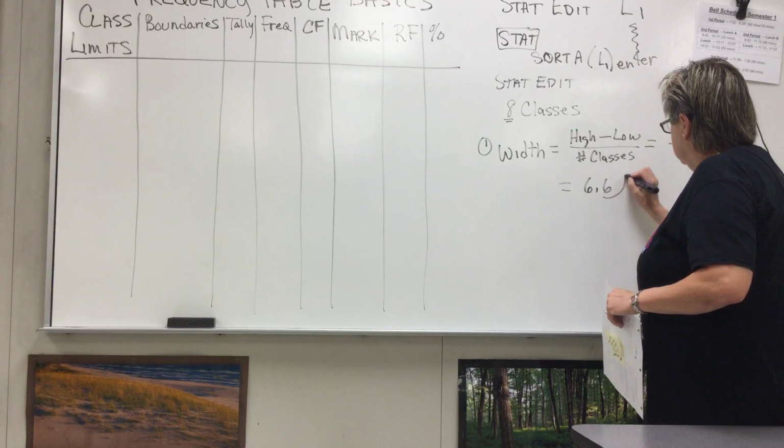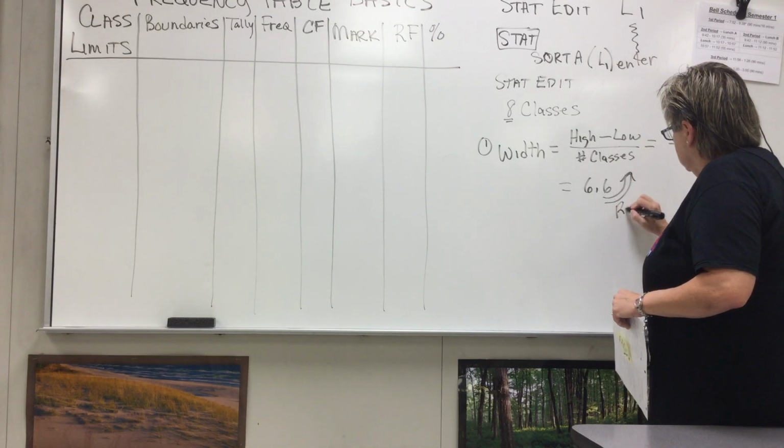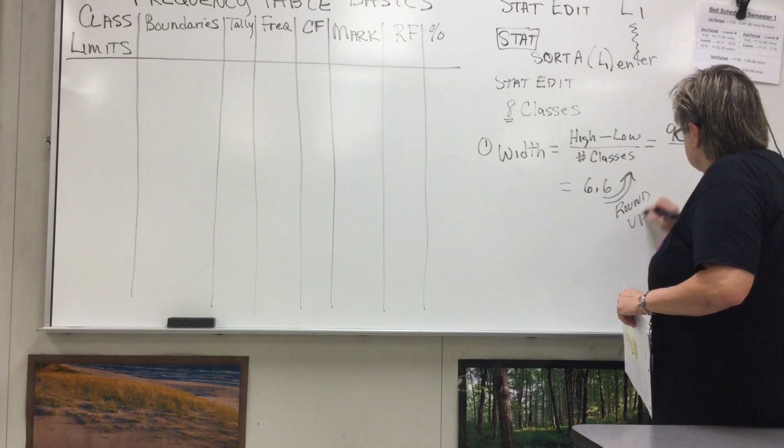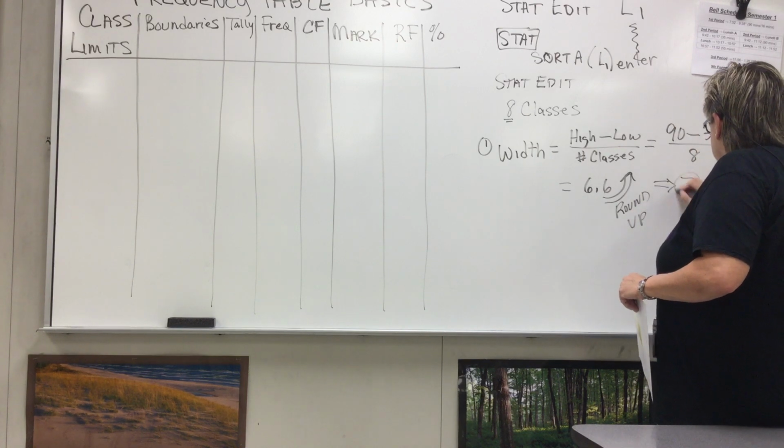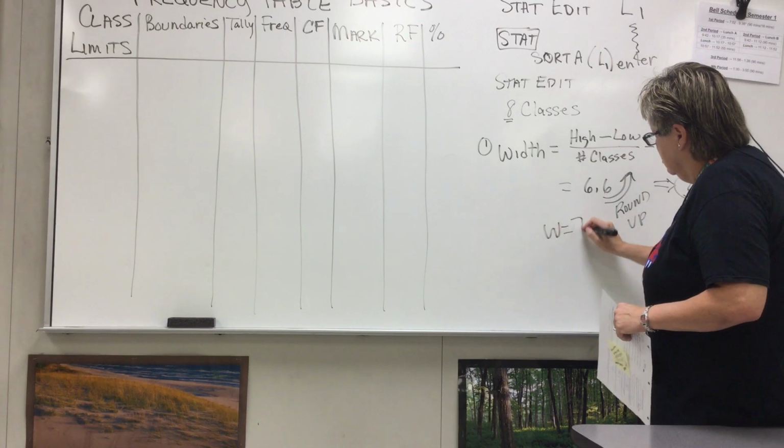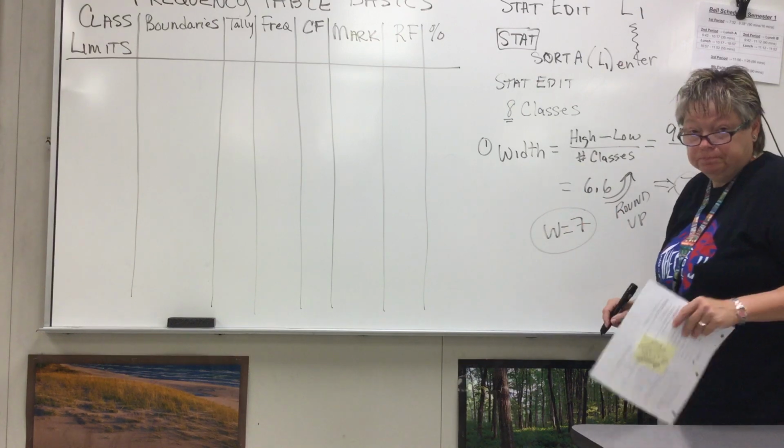The rule for width is to always, always, always round up, no matter what. So this is going to round to be 7. So the width for our frequency table is 7.